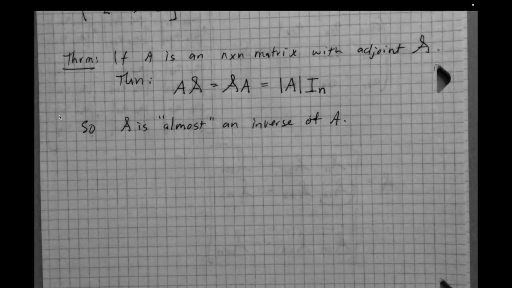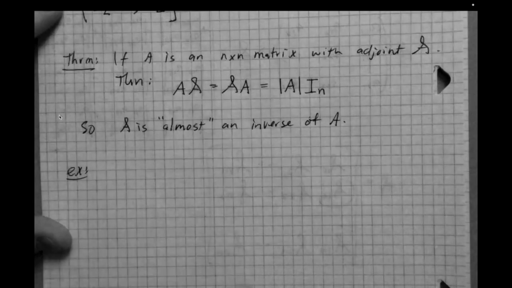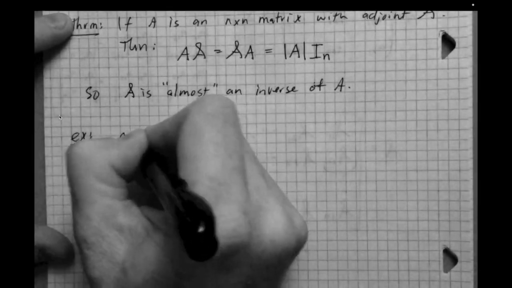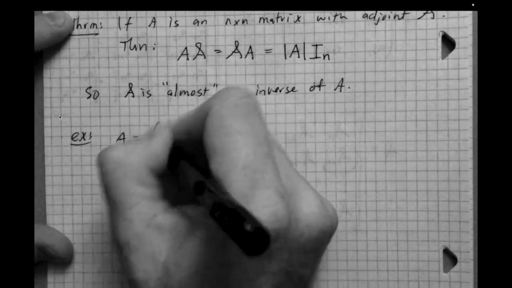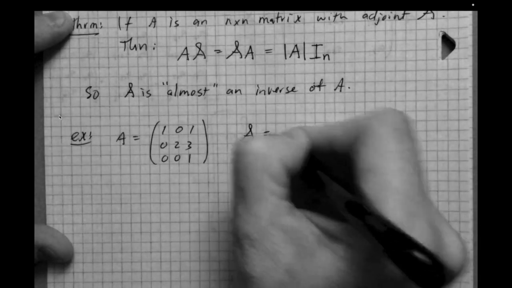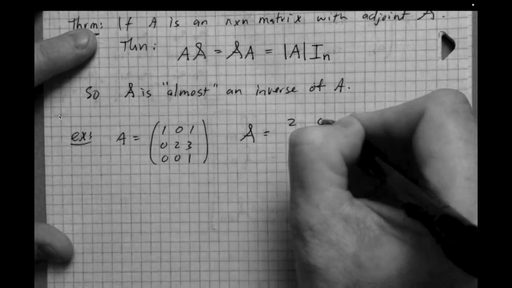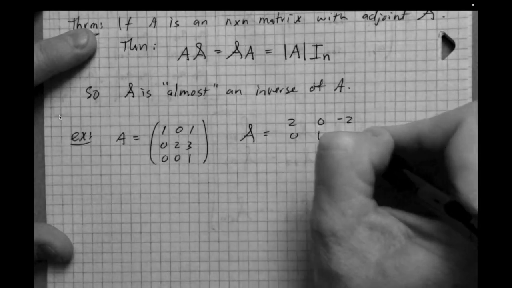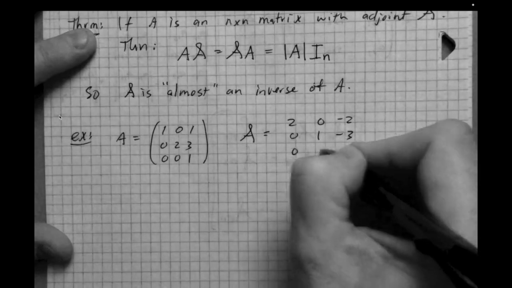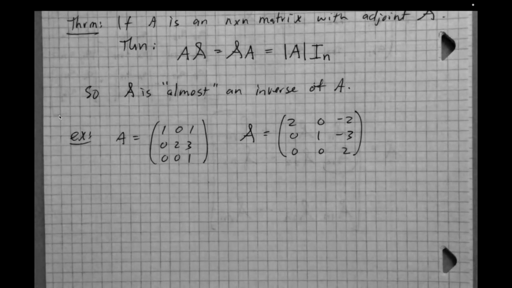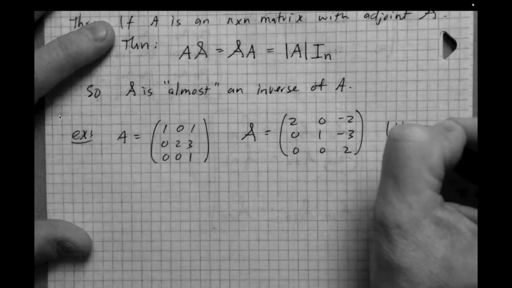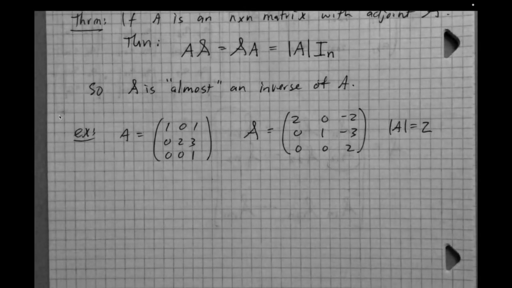That's very interesting. All right, so let's take a look at an example. We've got our example that we just worked out. So I've got A equal to 1, 0, 1, 0, 2, 3, 0, 0, 1. And I calculated the adjoint in the last example, and we found that that was 2, 0, negative 2, 0, 1, negative 3, 0, 0, 2. All right, so we have that. What this theorem says is if I multiply these two matrices together, I'm going to get basically the identity times a scalar. And that scalar will be the determinant. Well, we know the determinant of A, right? It's 2, isn't it?